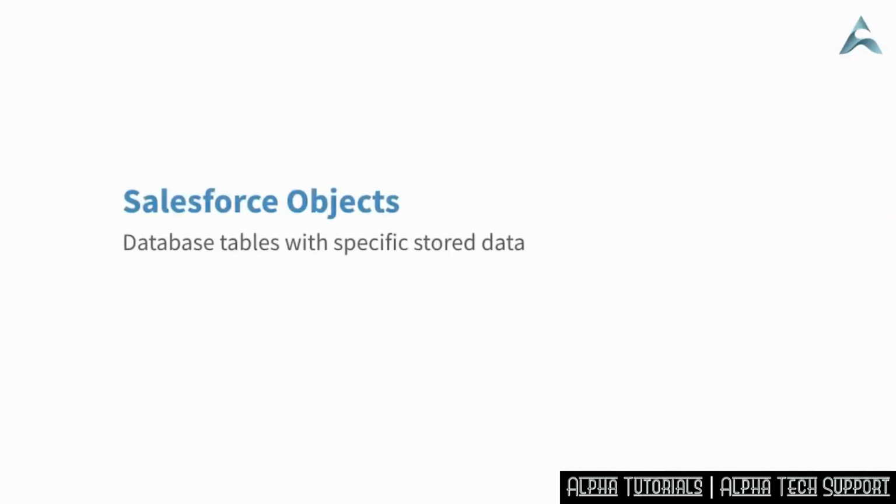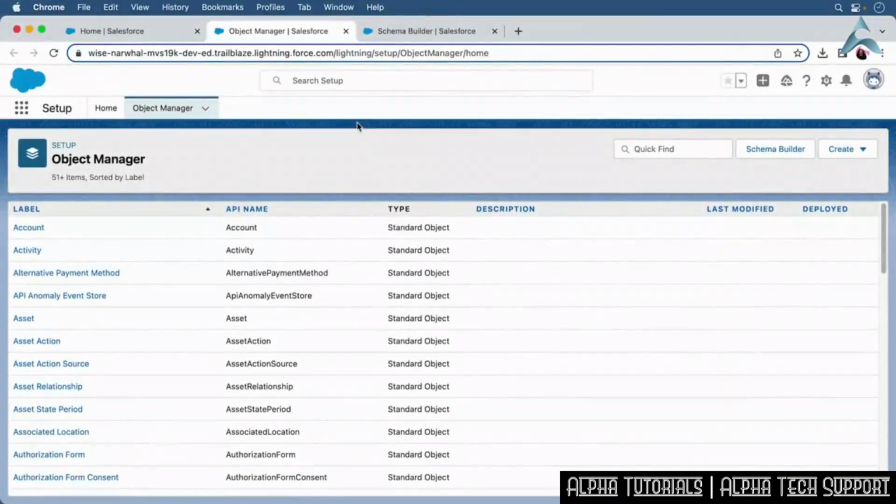Salesforce uses objects, which can best be described as database tables with specific stored data. These tables are all connected through shared or related fields. Administrators can see how the objects relate in two ways, Object Manager and the schema builder. Understanding the relationships between not only standard objects, but the custom objects you'll create is vital because it ensures data is captured and can be shared in a way that makes sense for your organization.